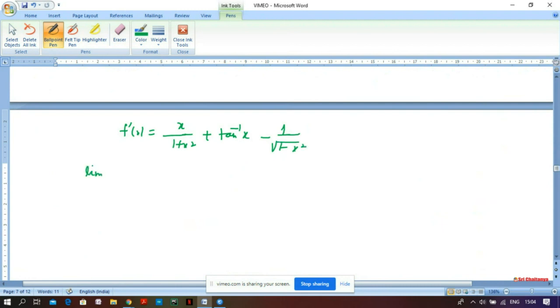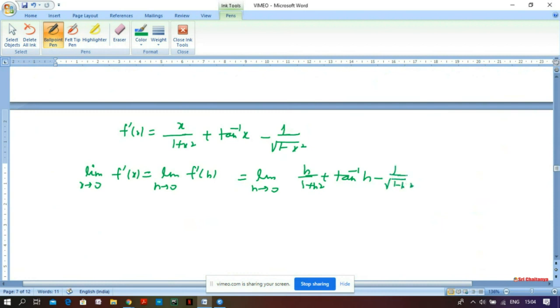If I want to get the limit x tends to 0 of f prime x, this limit I want. So I put x as 0 plus h. So I want the limit h tends to 0 of f prime of h. That is limit h tends to 0 of h upon 1 plus h squared, plus tan inverse h, minus 1 upon root 1 minus h squared. If you do this, you will get the first limit as 0, the second also 0, and the third is minus 1 upon 1 minus 0, that is negative of 1.